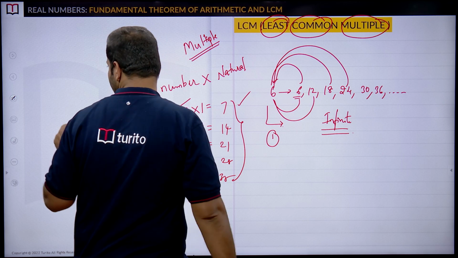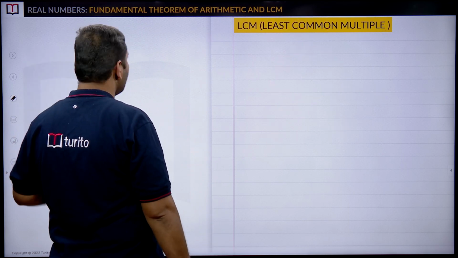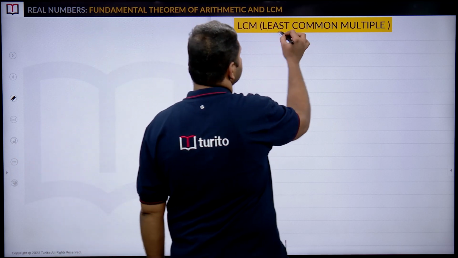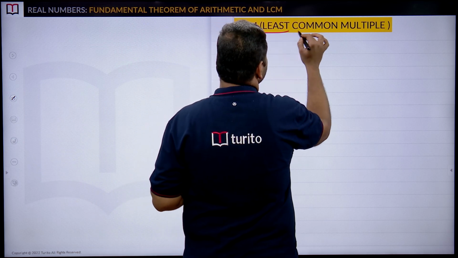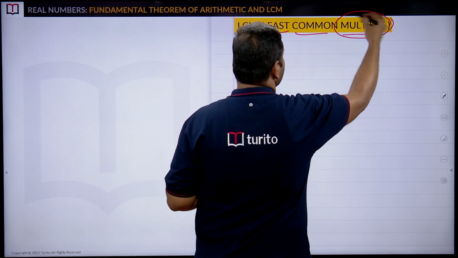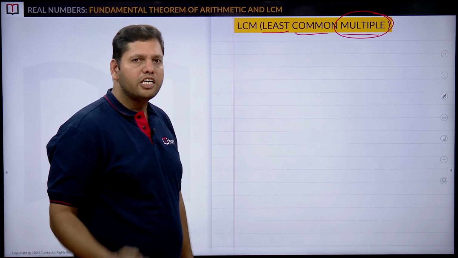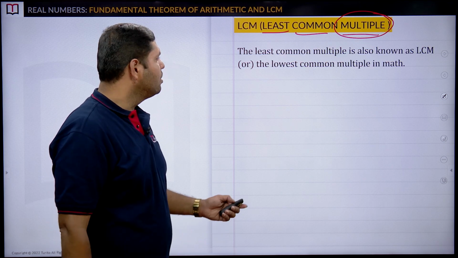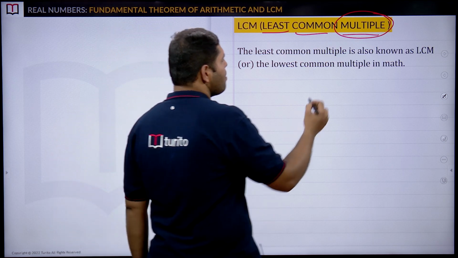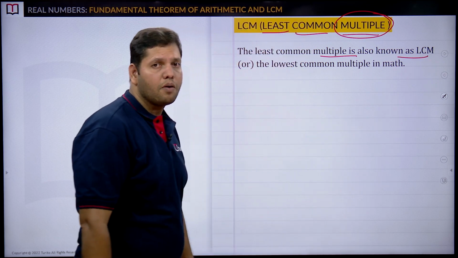But actually, children, what are we learning? We are learning about the what? The least common multiple. We need to learn about the least common multiple. So multiple, we got the idea. Common means what, children? It should be present in both the numbers. So that is called the word common. Okay, listen, children. The least common multiple is also nothing but LCM. That is the what? The lowest common multiple.